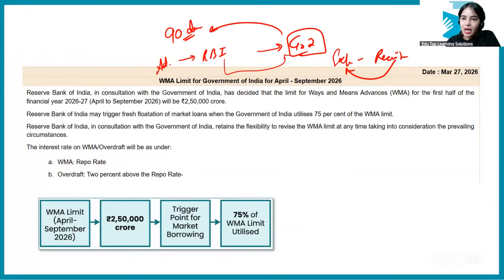Now, what is the interest? Does RBI take some interest from the government of India, or is this free money? RBI takes interest from the government of India. Yes, the interest is equal to the repo rate. Whatever the current repo rate is, that same interest will be taken for the ways and means advances.